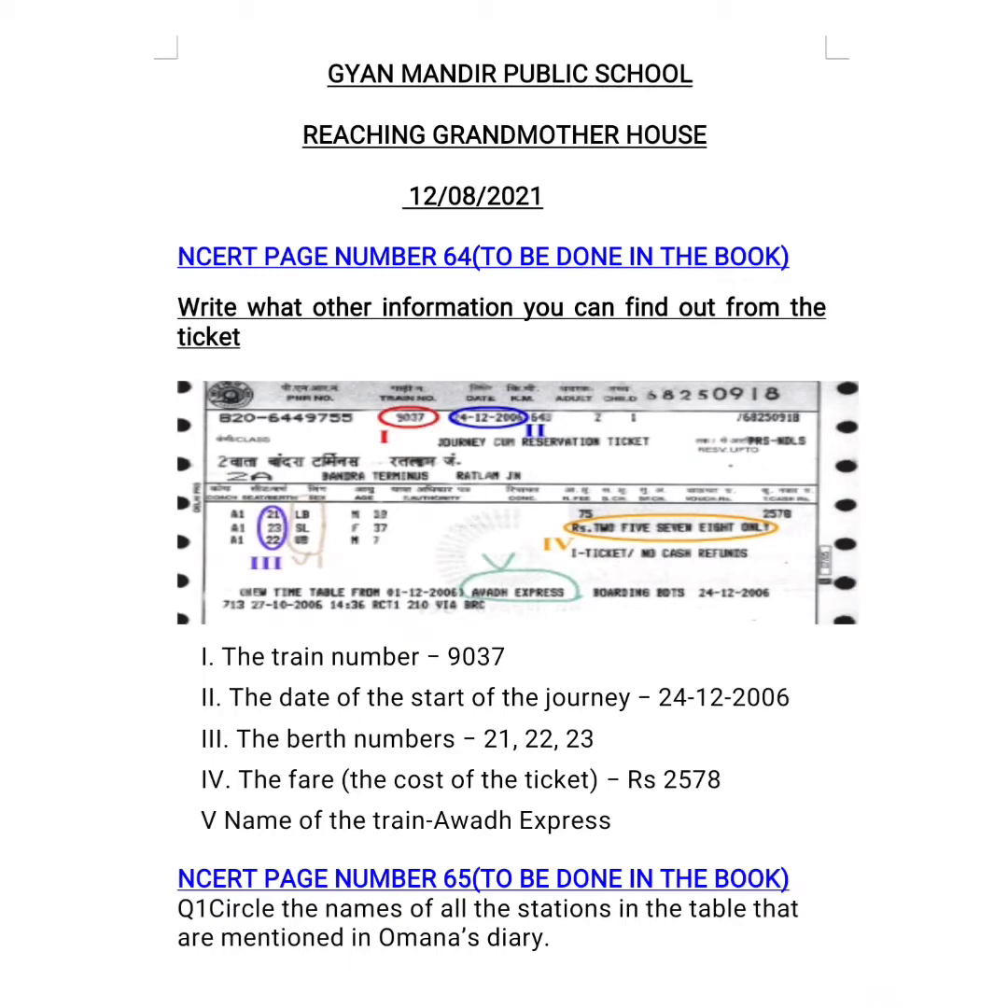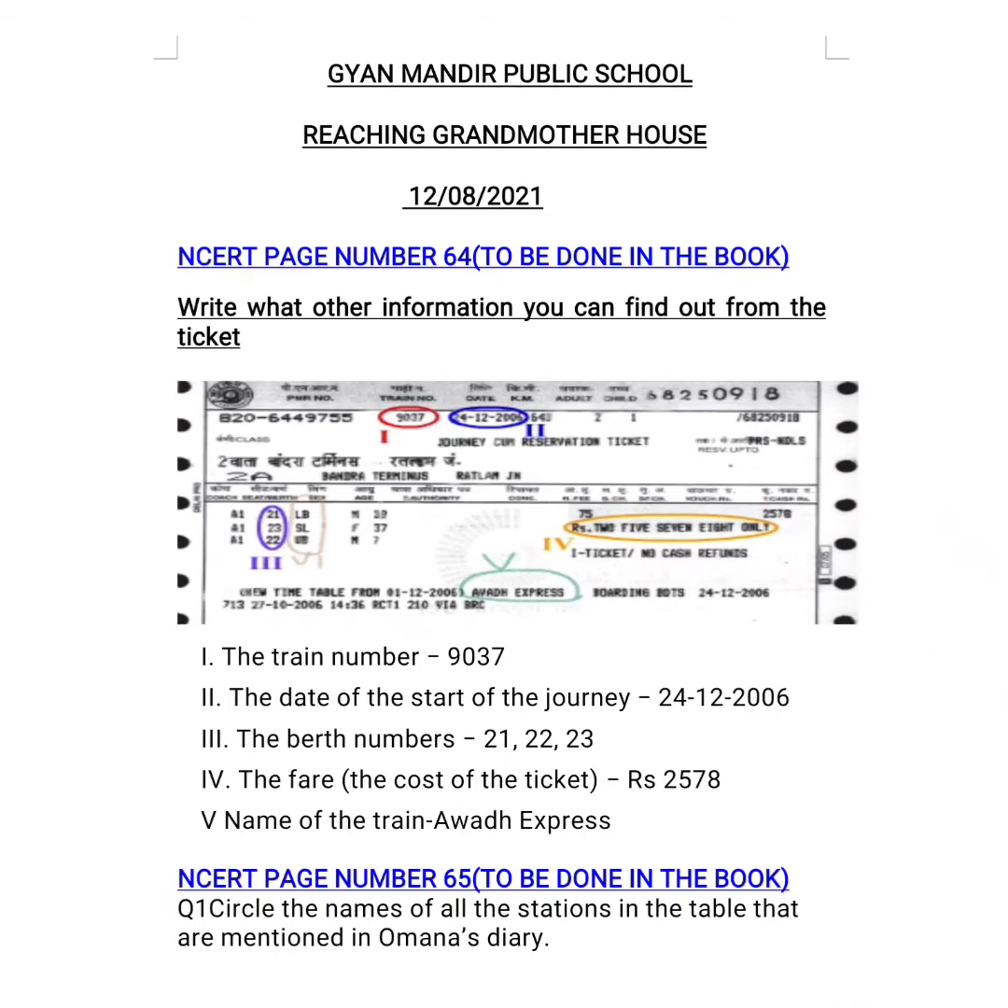Next, the fare or the cost of the ticket, which is highlighted by yellow, and the cost of the ticket is rupees 2578. That is the cost of the ticket. 2578 only. That is the total amount and which is considered as the cost of the ticket. And lastly, name of the train. So the name of the train is highlighted with green and the name of the train is Awadh Express. So this is the information of the ticket that we can find out.